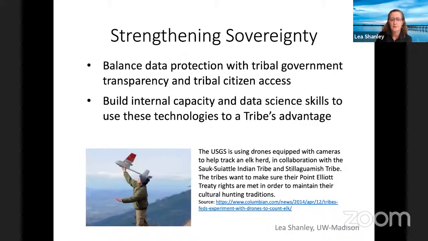So what can we do? Well, we'll need to balance data protection with tribal government transparency and access to data by tribal citizens. We'll also need to build internal capacity and data science skills to use these technologies to a tribe's advantage.